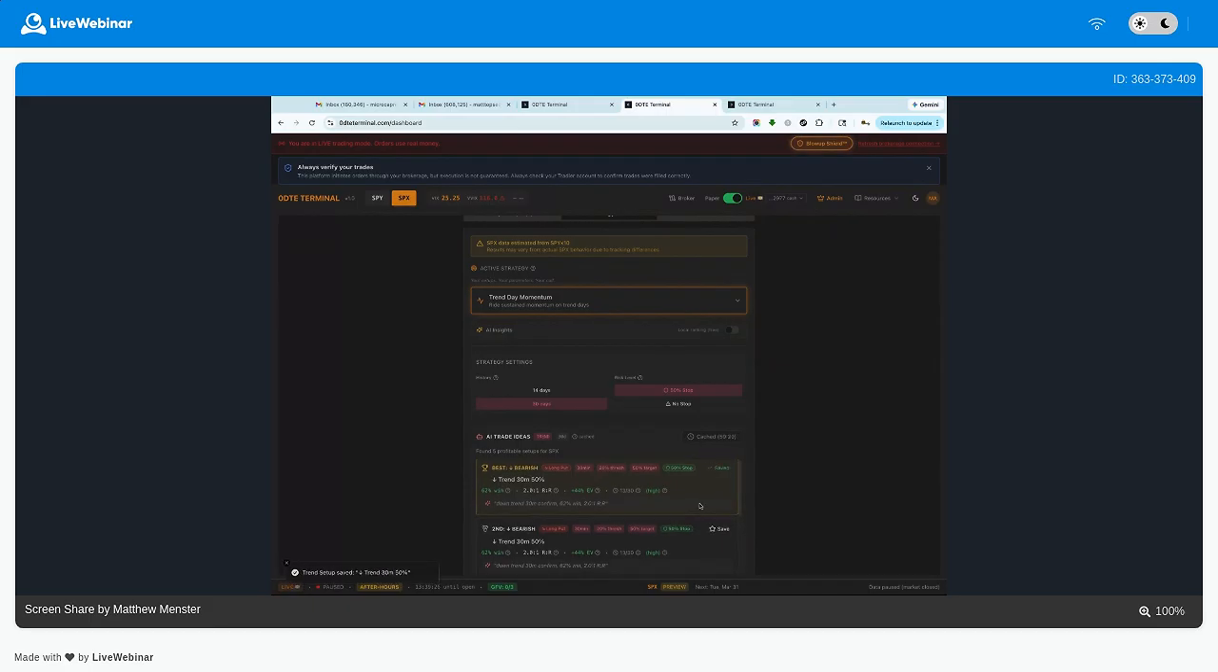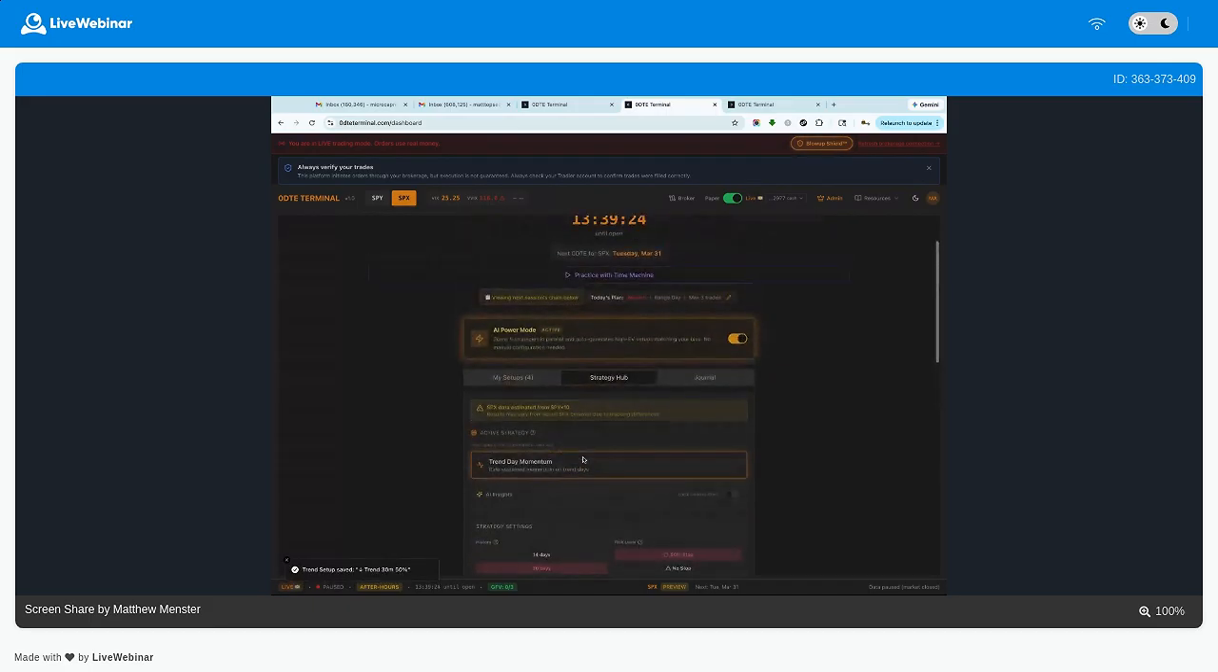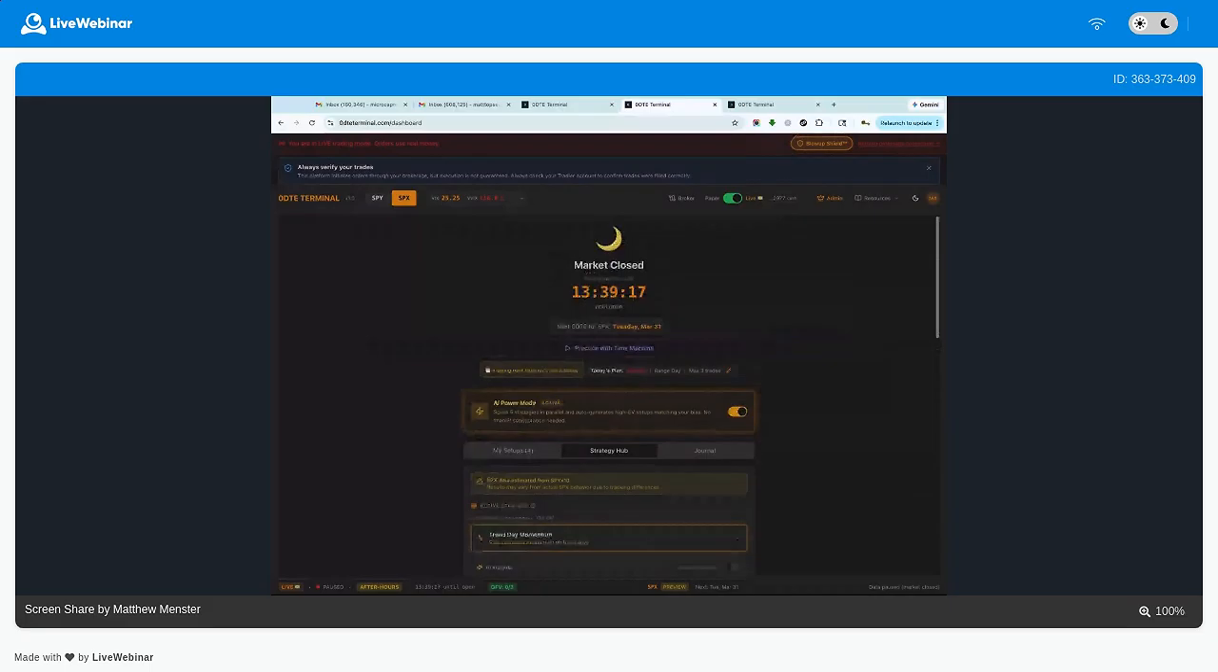So you could add that. Boom, and now I only have 4 saved setups for SPX. You can tell I don't really use SPX that much, but it works just the same. Okay, so good question.